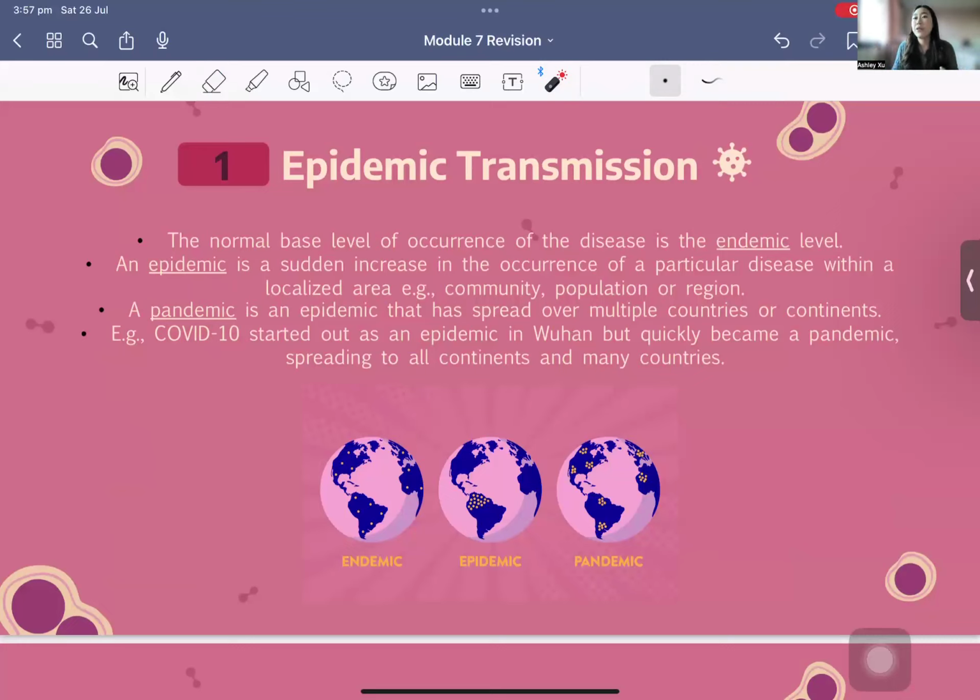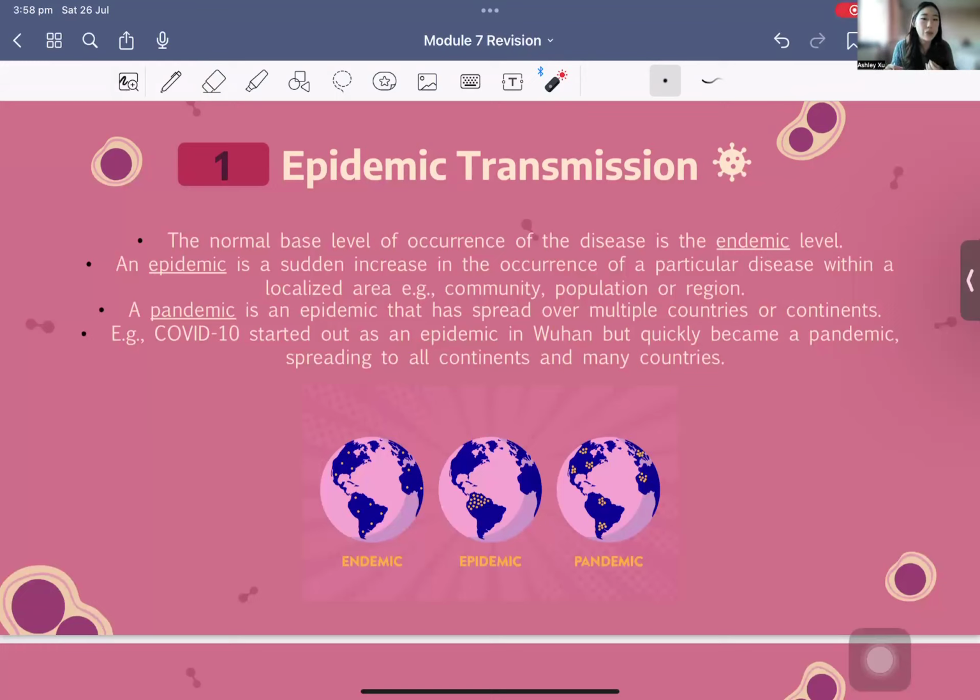So, for example, COVID-19. Okay, that should be 19, not 10. COVID-19 started out as an epidemic in Wuhan because it was localized in Wuhan. But then very quickly it became a pandemic because it spread to all continents and many countries. It slowly went to other parts of China and then it spread to many countries, and that's when it is announced as a pandemic.